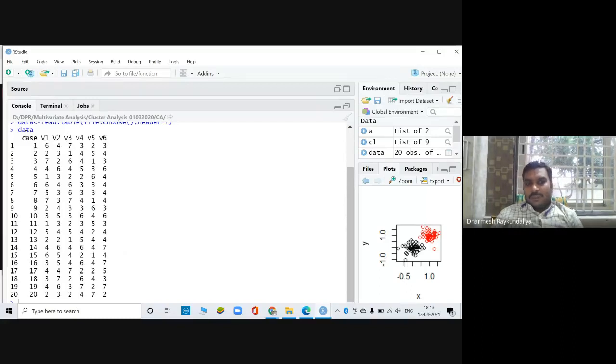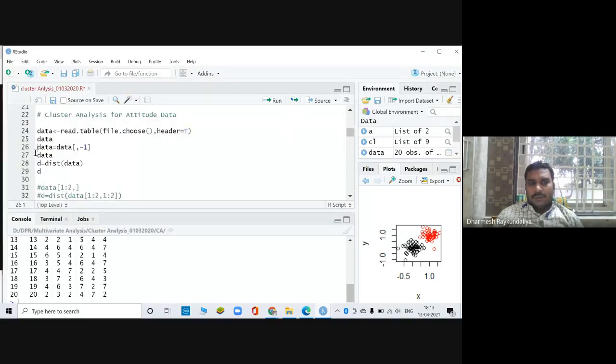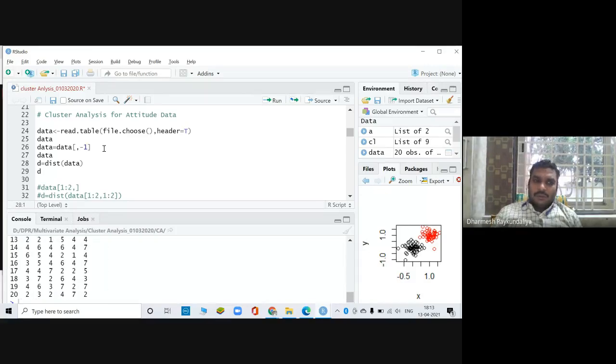Okay. So as I said, the first variable is not important, it is the guest number. I am interested only in these 6, so I will just remove the first variable by using this command, data equal to data. I have 7 variables in the data, from which I removed the first column and then again stored it into the variable data, okay. And I will show you the head.